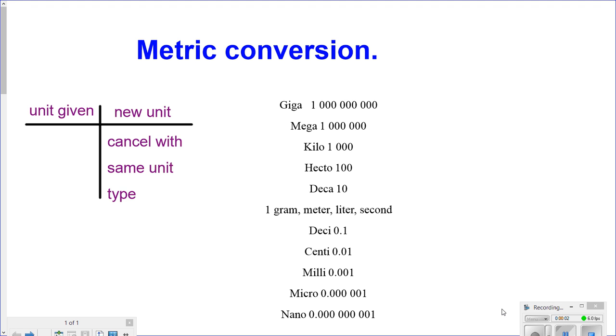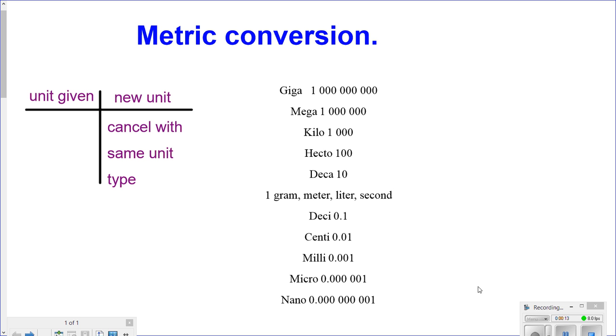Hello. Today we'll make metric conversions. Metric conversions is the SI system of units that use powers of tens. If you notice this chart, the numbers increase or decrease just by decimal spaces, either to the left or to the right. If I have to go from a high metric unit to a low metric unit, I will increase my decimal spaces to the right.